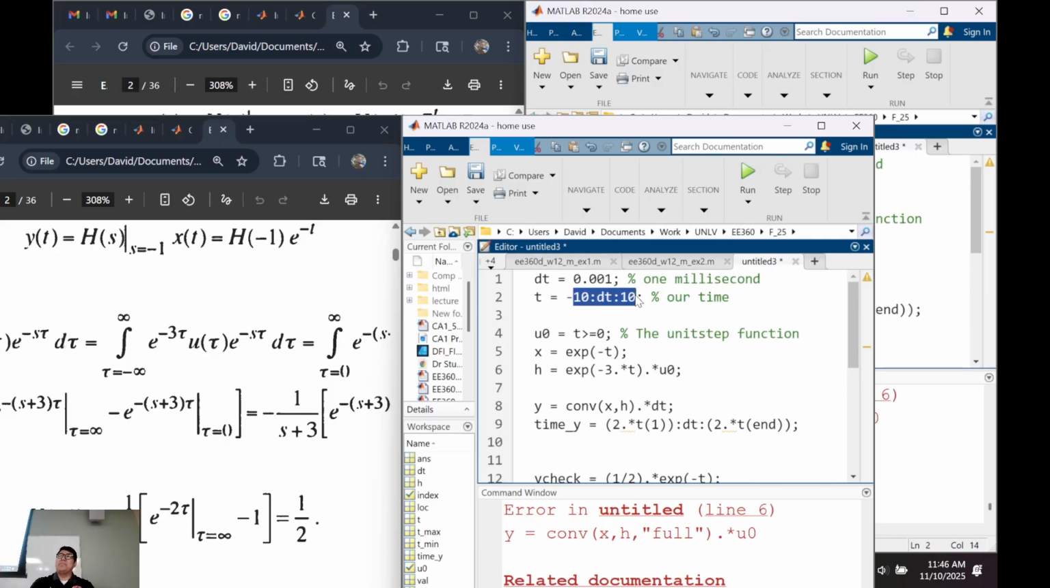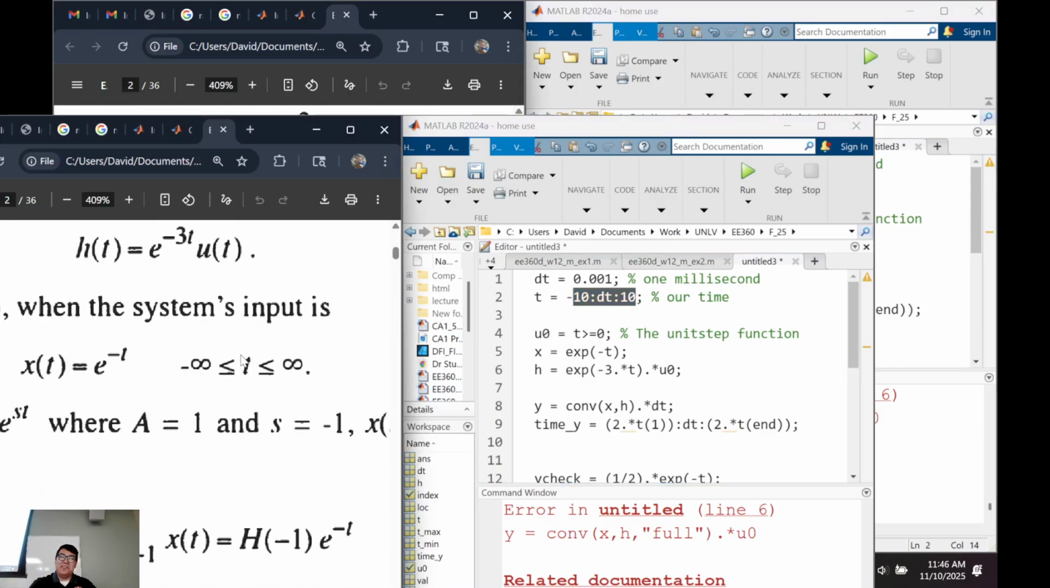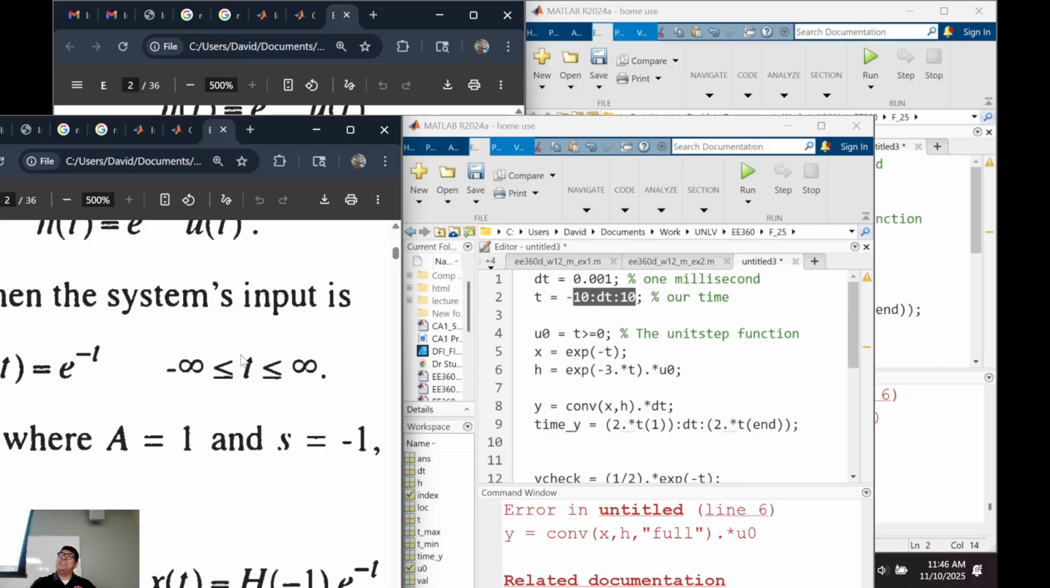My time here is from -10 to 10, correct? The reason why you have to do a bigger time is that this signal is assuming infinity. You can't simulate infinity in MATLAB. You can only do a finite number. But we're going to try and treat 10 as infinity. Is that good with everybody? If you go through the entire, I'll show you.